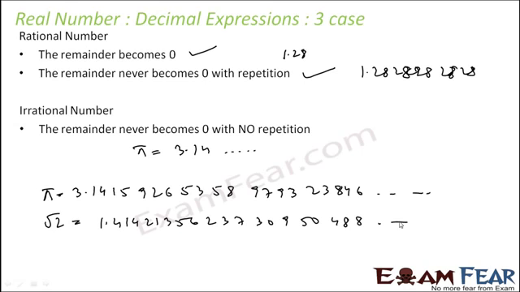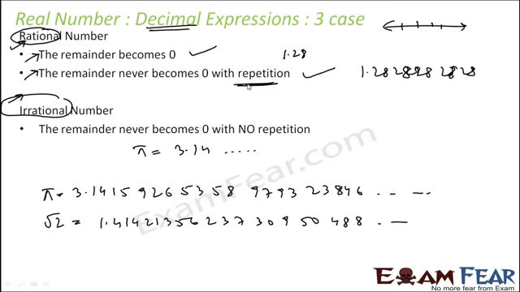As we've explained, real numbers are the numbers which you can represent on a number line. These numbers can be either rational numbers, which you can express in p by q form, or irrational numbers, which you can't express in p by q form. Now for the decimal representations of real numbers, we classify them separately for rational and irrational because the representation is different. For rational numbers, we get two scenarios: the remainder becomes 0, or the remainder never becomes 0 but there is a repetition. For irrational numbers, the remainder never becomes 0 and there is no repetition either.